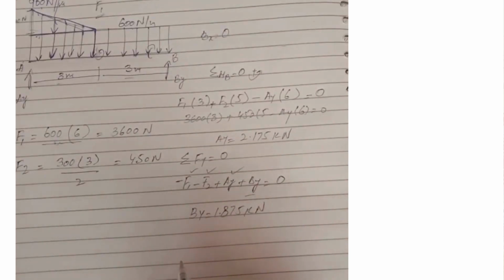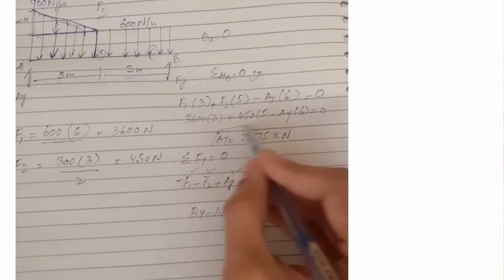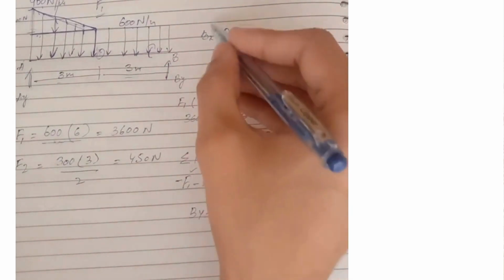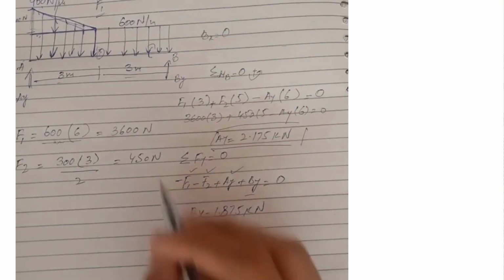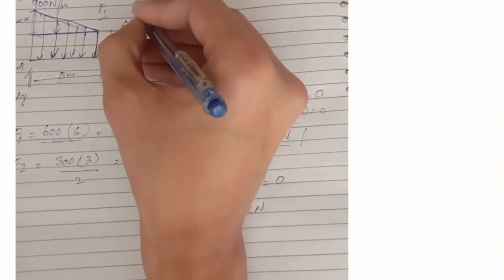Final answer for Ay and final answer for By. And remember, there's no Bx because the distributed load is going straight down. There's no horizontal force that will make a reaction at B horizontally.